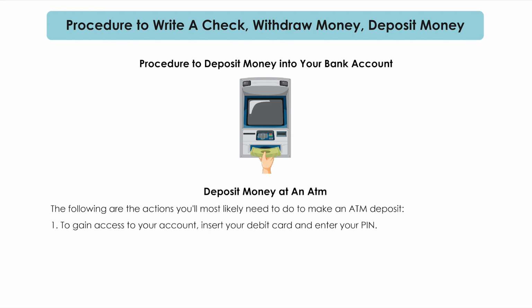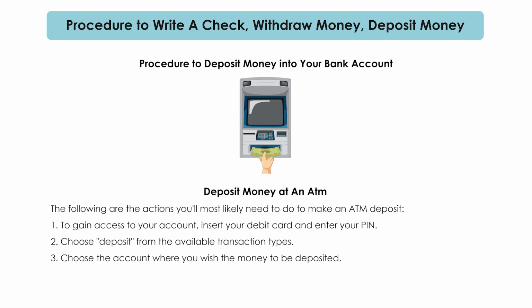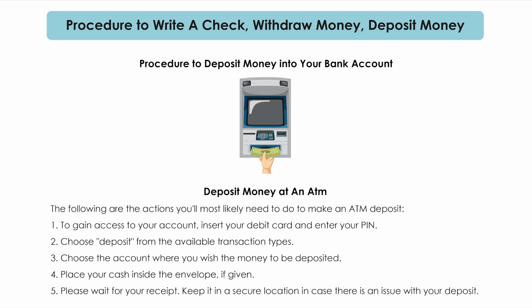1. To gain access to your account, insert your debit card and enter your PIN. Alternatively, for a no-contact ATM transaction, utilize a mobile wallet. 2. Choose deposit from the available transaction types. 3. Choose the account where you wish the money to be deposited. 4. If an envelope is given, place your cash inside it and write any information requested on the envelope. When requested, insert the cash and/or checks into the machine. 5. Please wait for your receipt. Keep it in a secure location in case there's an issue with your deposit.